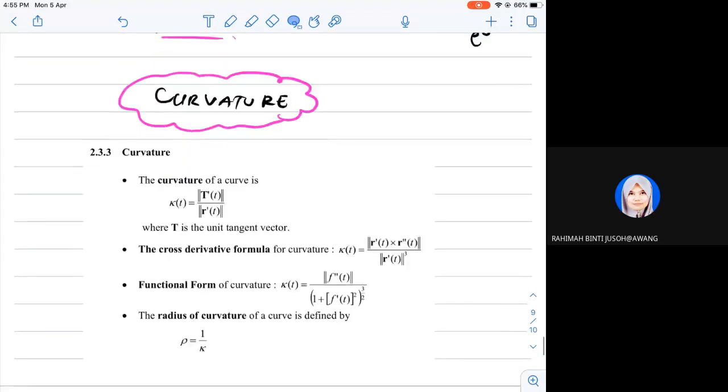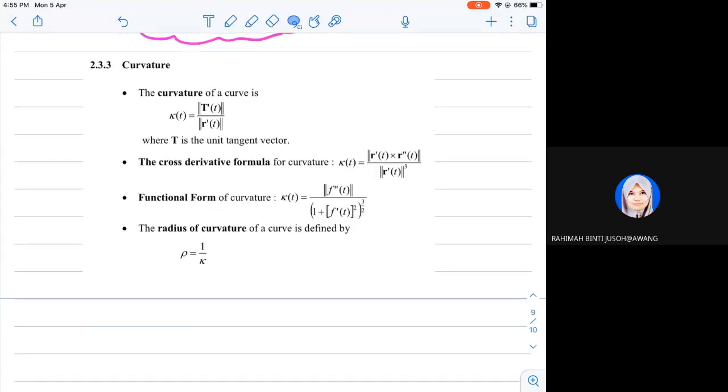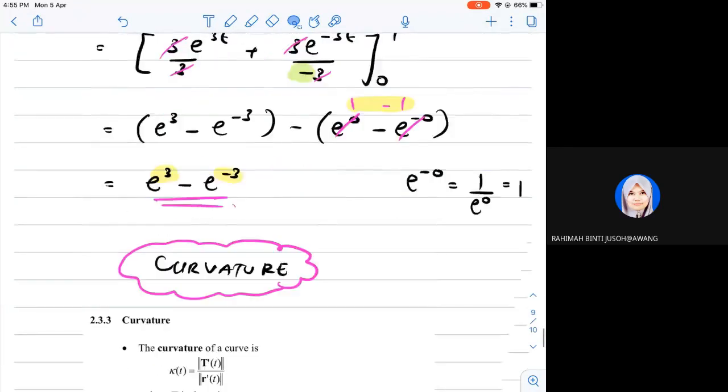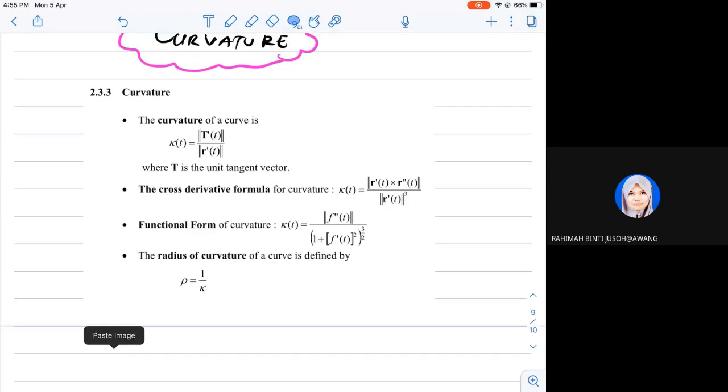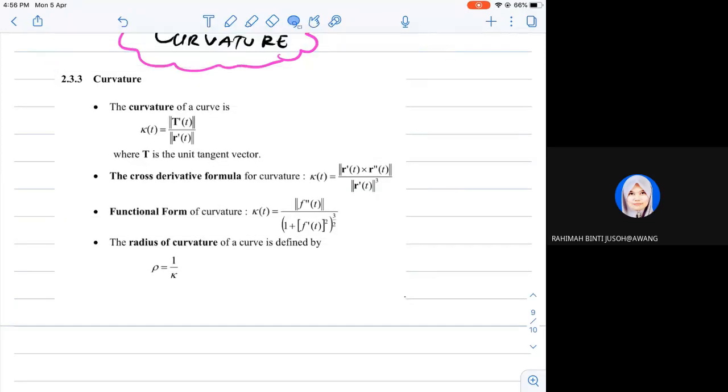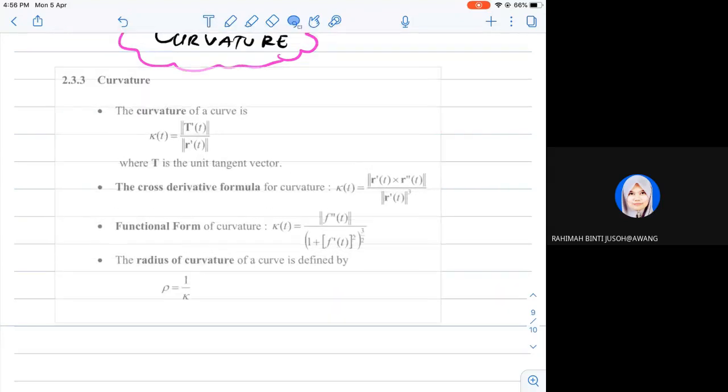Apa maksud curvature? Ini mesti tak tengok lagi video yang saya bagi dalam WhatsApp tu. Apa maksud curvature? Come on, my brilliant students. Nak test hari Isnin ni. Macam mana you all tak tengok lagi video tu? Apa maksud curvature, guys?